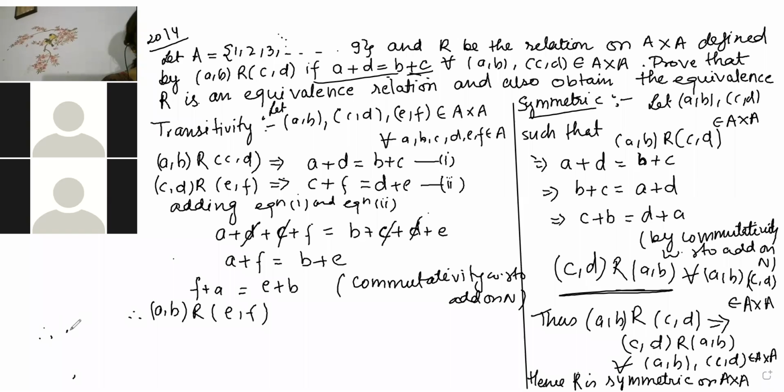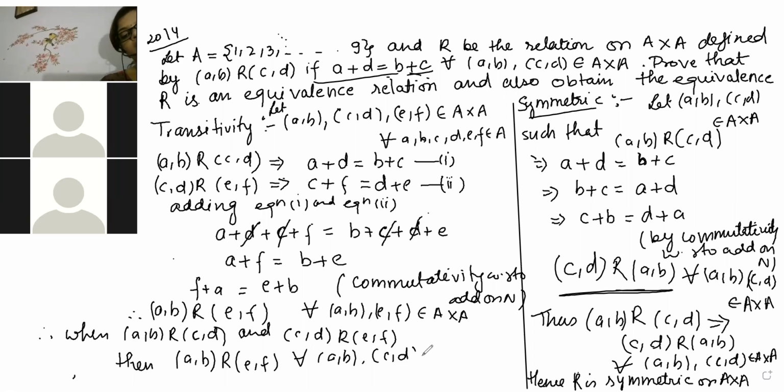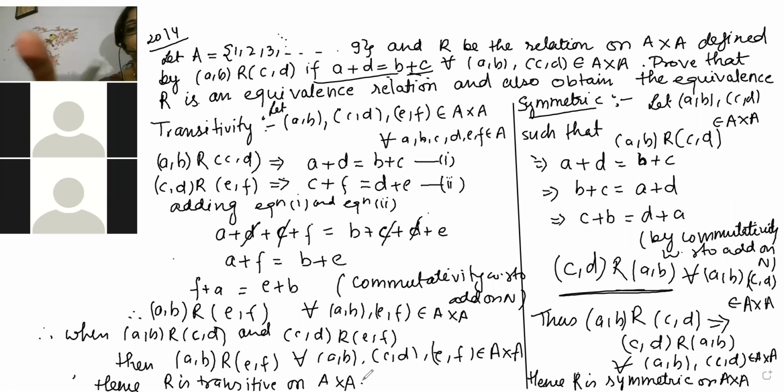So therefore, what we have seen: when (a, b) is related to (c, d) and (c, d) is related to (e, f), for all a, b, e, f belonging to A cross A, then (a, b) is also related to (e, f), for all (a, b), (c, d), (e, f) related to A cross A. Hence, R is transitive on A cross A. Okay, so we have proved reflexivity, symmetry, and transitivity.